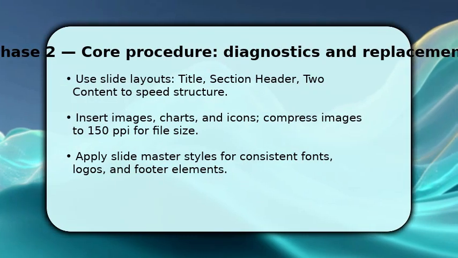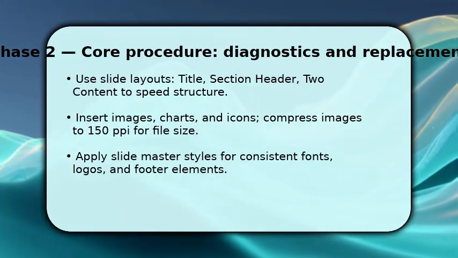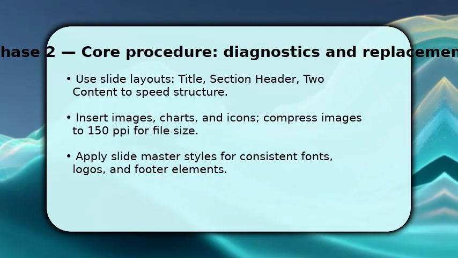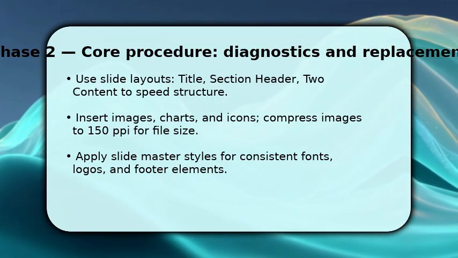Now you construct the body. Add section headers and use predefined layouts to maintain alignment. Insert charts and images, then compress images to 150 ppi to reduce file size without ruining clarity.